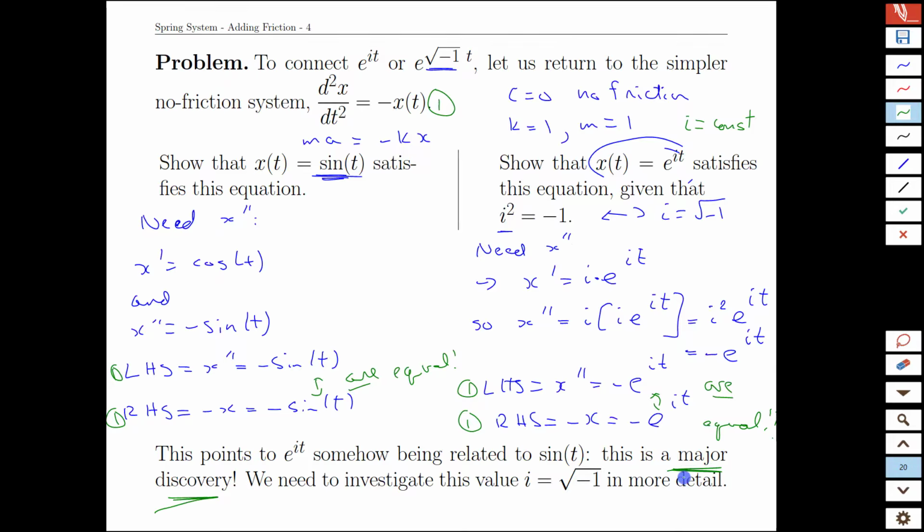This is news. This is a gateway to one of the most famous equations in mathematics, Euler's equation, or Euler's formula. We better spend some time looking at this i thing and seeing how complex numbers work before we go too far down the road here, but we are on to something major here.